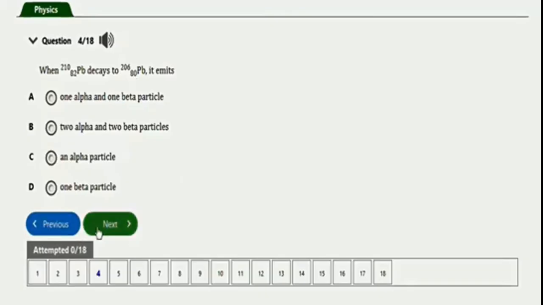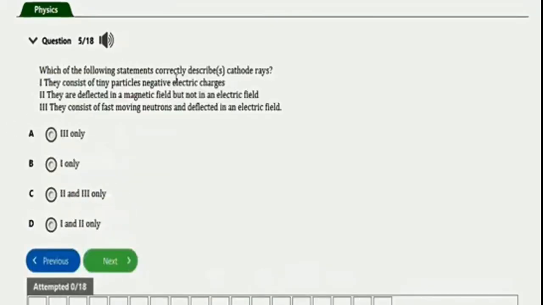The next repeated question with this one, it says, which of the following statements correctly describes cathode rays? They consist of tiny particles, negative electric charges. They are deflected in a magnetic field but not in an electric field. They consist of fast moving neutrons and deflected in an electric field. So the right option is option B, I only. That's the correct one there.